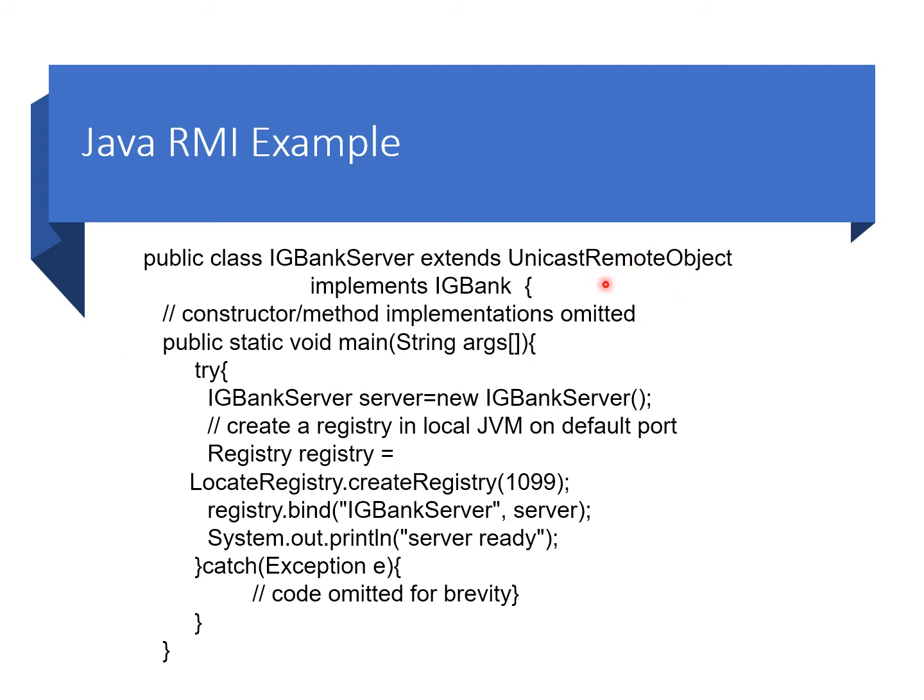Basically, we extend the unicast remote object, which specifies that this object should be remotely callable across the network. Next, we construct the object and we store a reference to the object in a system entity called a registry. A registry is a directory service which clients can use to locate servers. Here we're creating a registry entry of the name IG server, and we're storing the reference to the server associated with this logical name in the service. Now clients can look up our logical name and obtain a remote reference to our server by querying the registry.